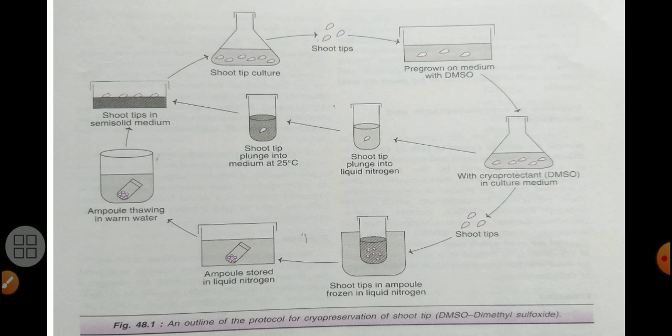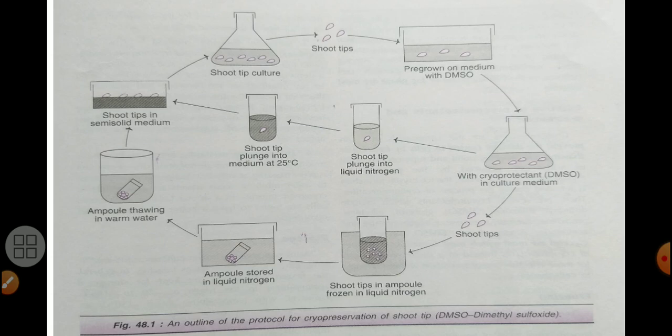So you can see, my friends, in the sketch, some shoot tips in the semi-solid material are there. We have a shoot tip culture, then the shoot tips we have taken are pre-grown on a medium with DMSO, dimethyl sulfoxide. This DMSO is a cryoprotectant. In that, the shoot tips are plunged into liquid nitrogen, and the shoot tip medium is at 25 degrees centigrade. Shoot tips we can take out from the liquid nitrogen, and the shoot tips in ampule frozen in liquid nitrogen, in the sense that the thawing process takes place here. The frozen ampule condition takes place, and again the ampule is stored in liquid nitrogen.